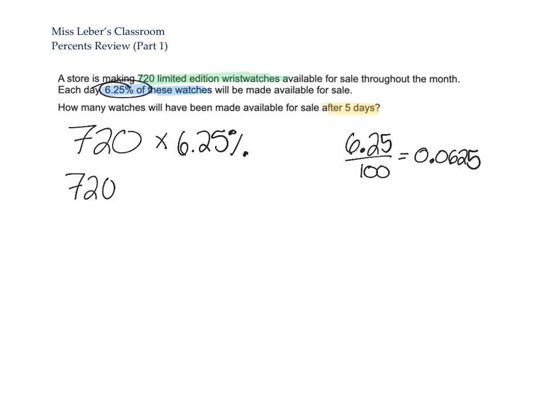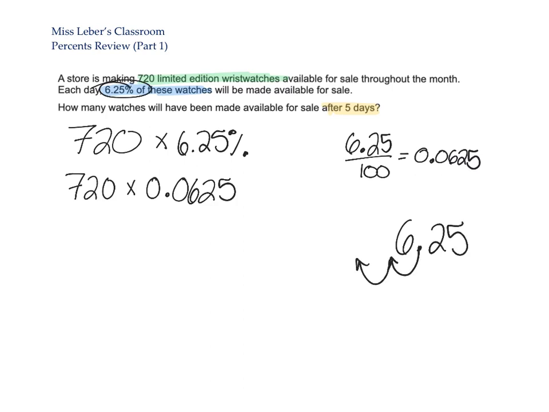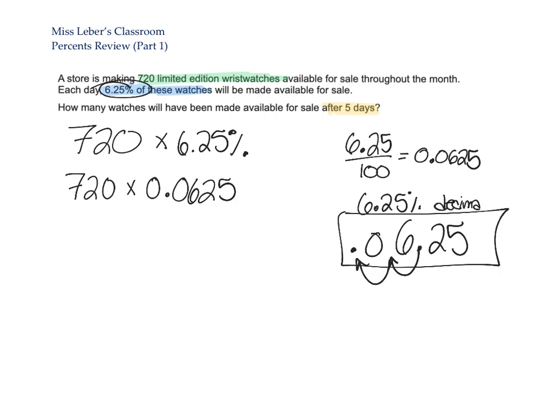Again, you can use your calculator or your handy dandy mental math, or any technique that will help you remember that you need to move the decimal point 2 places. Because 6.25%, to go to a decimal, you move it 2 places, and that is 0.0625. So that is 6.25% as a decimal. Just keep that tucked away in the back of your brain space.